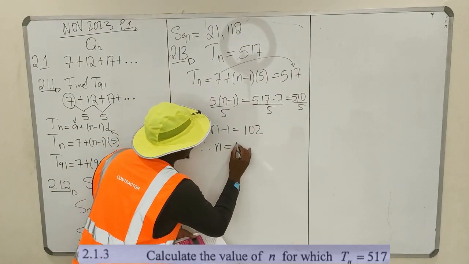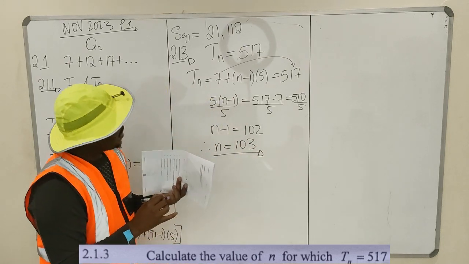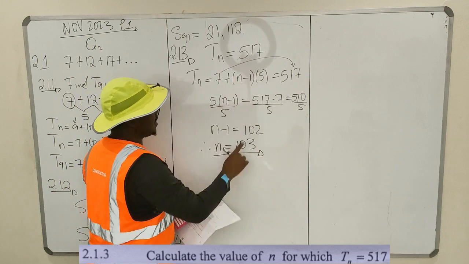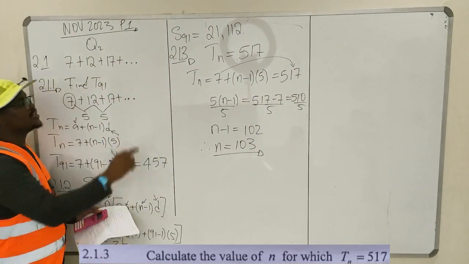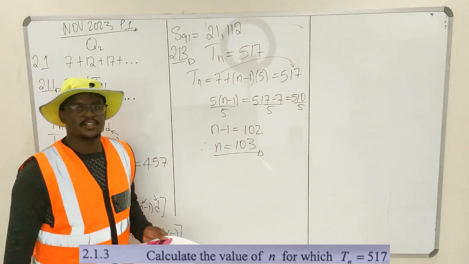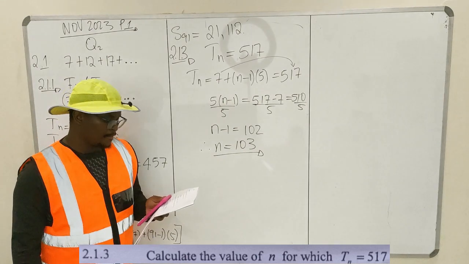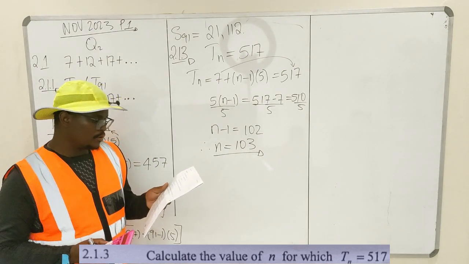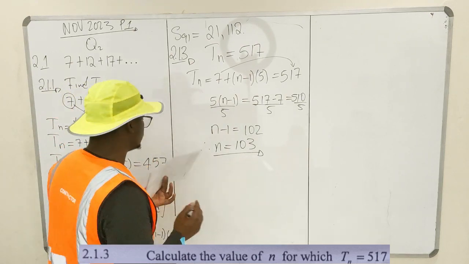Therefore, your n is equal to 103. So the term 517 is the 103rd term in our series, which is this one. It occupies the 103rd position. We're done with 2.1.3. Now we move to 2.2. Let's go.